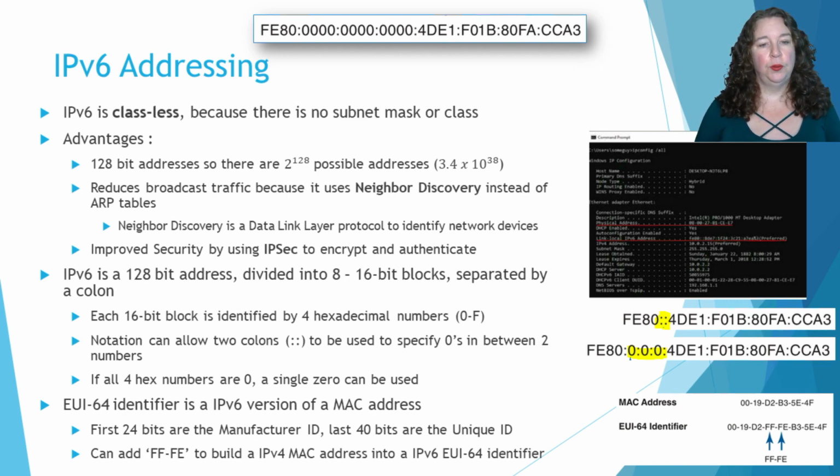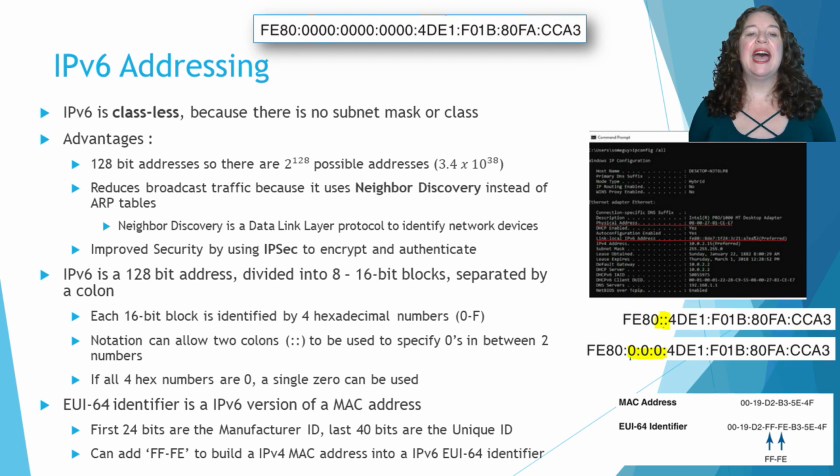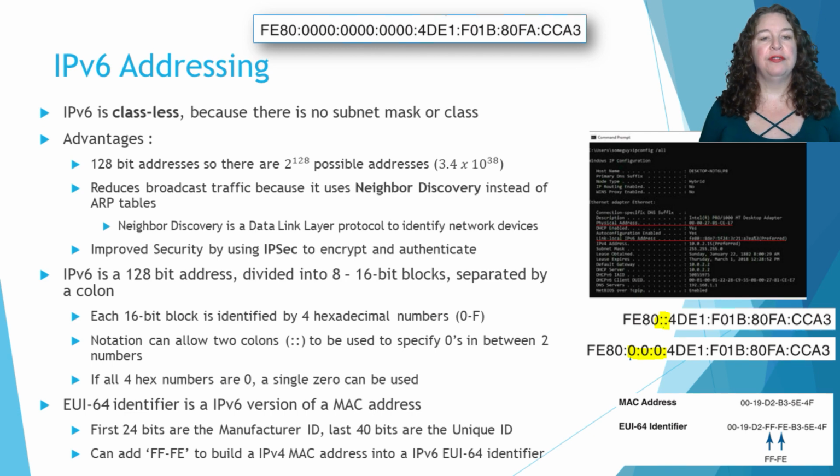In an EUI-64, so the IPv6 version, the first 3 are still the manufacturer, and the last 3 are going to be your unique identifier. We actually add in FF and FE specifically into the middle to make it into 8 hexadecimal numbers. So you can convert your MAC address to your EUI-64 by adding in FF-FE right in the middle, and then expanding upon that.